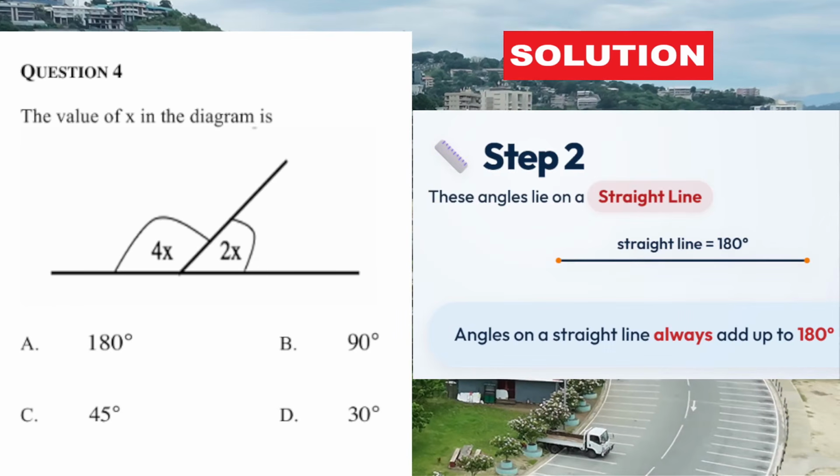Step 2. Here's the key fact we need. These two angles sit on a straight line, and there's a rule in geometry that says angles on a straight line always add up to 180 degrees. Always. It doesn't matter what the angles look like or how they're labeled. If they sit on a straight line and fill it completely, their sum is 180 degrees. This is the rule that unlocks the whole problem.